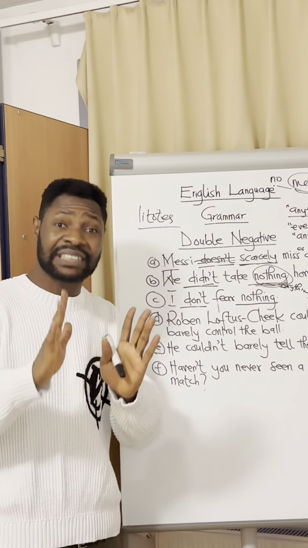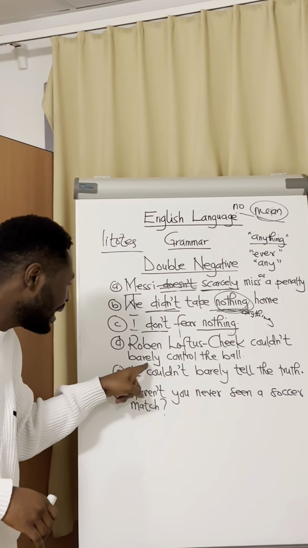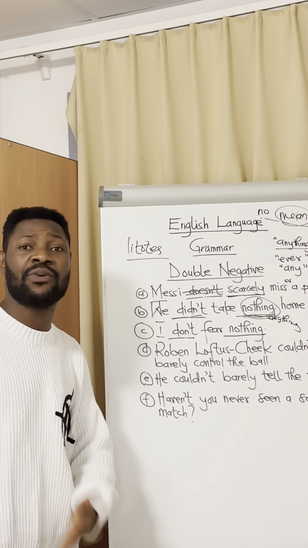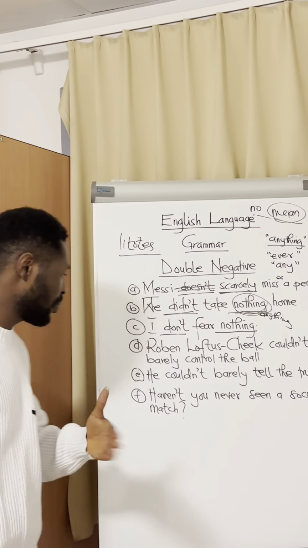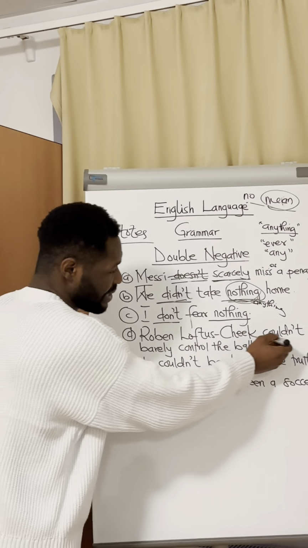So a Chelsea fan who was angry said this. Ruben Loftus-Cheek couldn't barely control the ball. That means they gave him a pass and he lost it to someone and they went to score against Chelsea. So this person was angry. Maybe the anger made him say something like that.